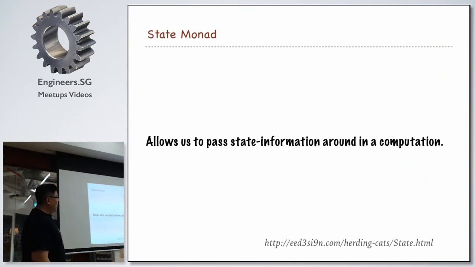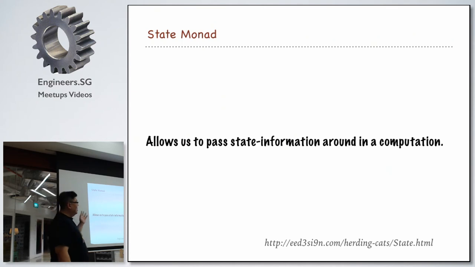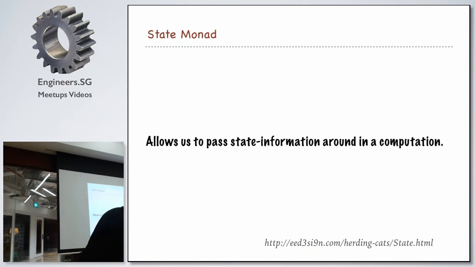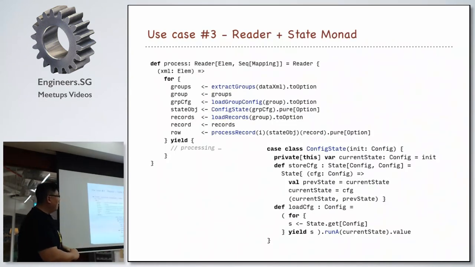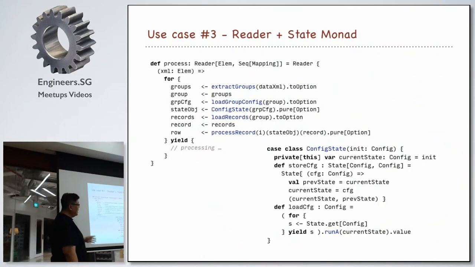Okay. State monad. This seems like a paradox, right? Am I trying to trick you or something? It allows us to pass state information around in a computation. A state monad passes state information in a computation. Let's look at an example of a state monad. This is an application I built recently. It follows the style that you've written before. Let's focus on this. This is a state monad.